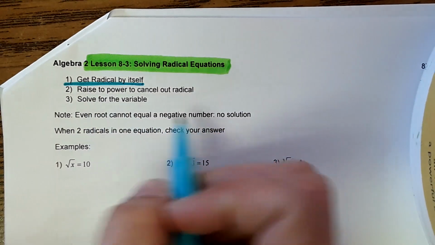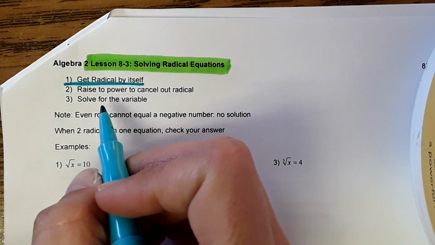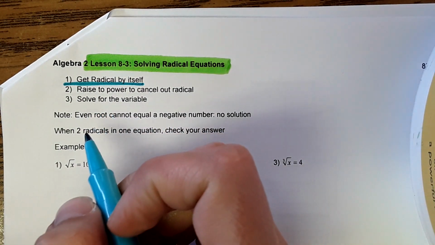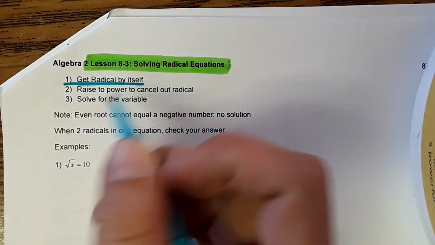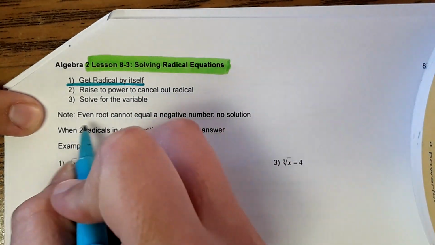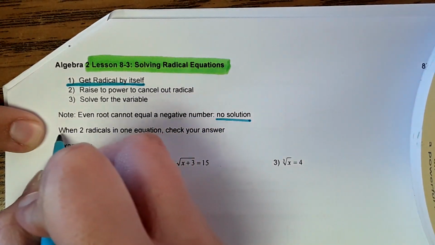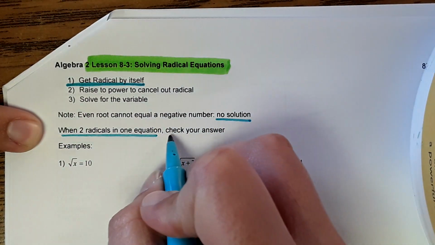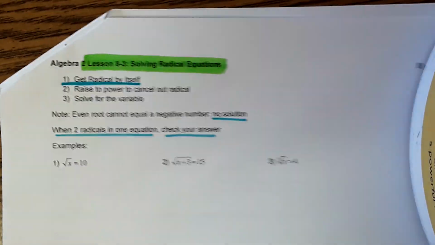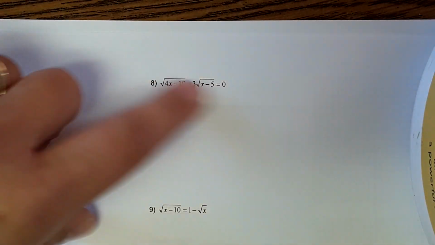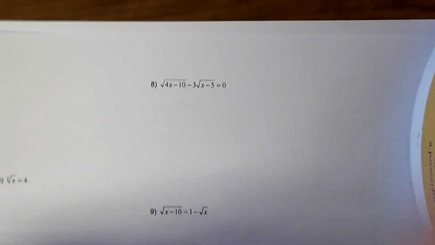Then these will make more sense as we get to it, but raise to the power to cancel out the radical and solve for the variable. A couple side notes. Even root cannot equal a negative number, so if that happens, we have no solution. Also, when two radicals are in one equation, we have to check our answer. So in these examples over here where we have two radicals, we have to go back and check after.